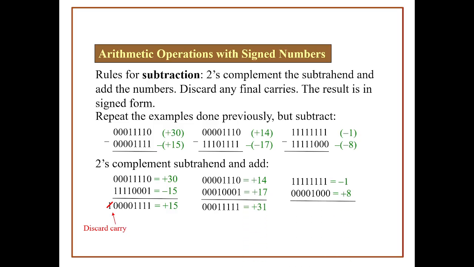you get the answer 31. And for this one, you do subtraction, you get plus 7. Again, here we have the additional 1. This is the carry. Anything beyond this, we have an additional one over here, we discard this, the carry.